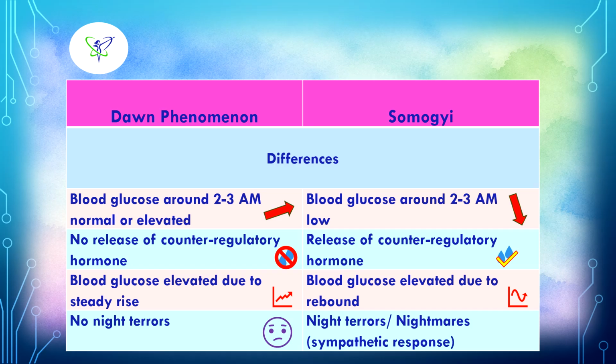With dawn phenomenon, there's usually no night terrors or night sweats because they don't go hypoglycemic. With Somogyi, they do go hypoglycemic around 2 or 3 a.m., so they may have night terrors or night sweats due to the sympathetic response.